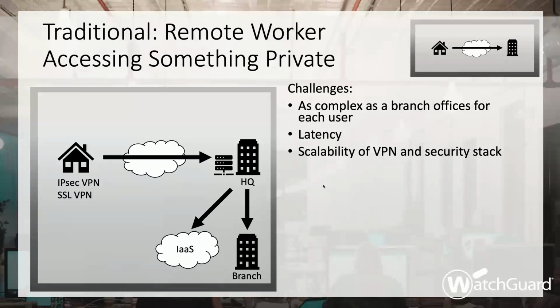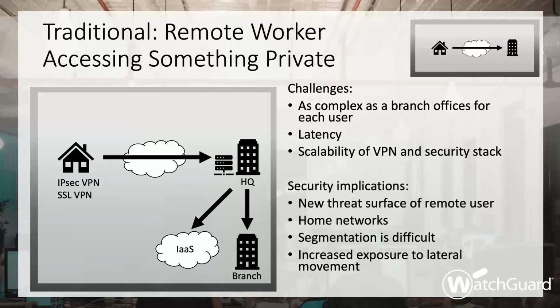You're dealing with a lot of latency issues here. Very inefficient, especially in this scenario where I'm going to infrastructure as a service. And then I have to deal with the scalability of my VPN stack. If overnight all my users are at home, I need to be able to scale that up very quickly. I may want to scale that down over time as people move into a hybrid scenario. And then some of those same things apply to my security stack. I need to be able to have those be elastic as well.